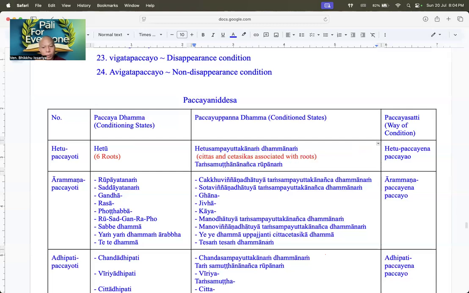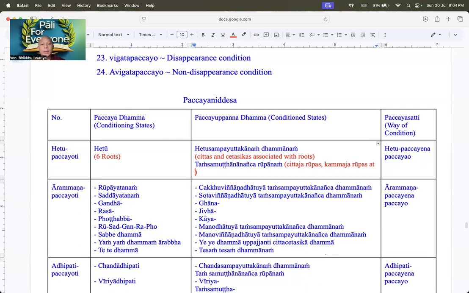And then tam samutthananca rupanam. So that one also refers to those Jetaja Rupas, and so Kamaja Rupas, Kamma-born matter. So Kamaja Rupas at the Padisandi moment, the rebirth-linking moment. So in this way. So Jetaja Rupa, but Kamaja Rupa is just at the Padisandi moment. In this way.